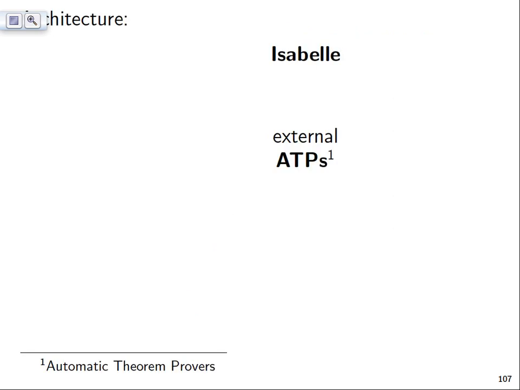Now, much of why Sledgehammer is so powerful is not due to Isabelle, but due to external automated theorem provers. So Sledgehammer is an architecture that links Isabelle with external proof procedures. And how does this work? Isabelle sends to these external automated theorem provers the goal that it's trying to prove and a filtered form of the library.